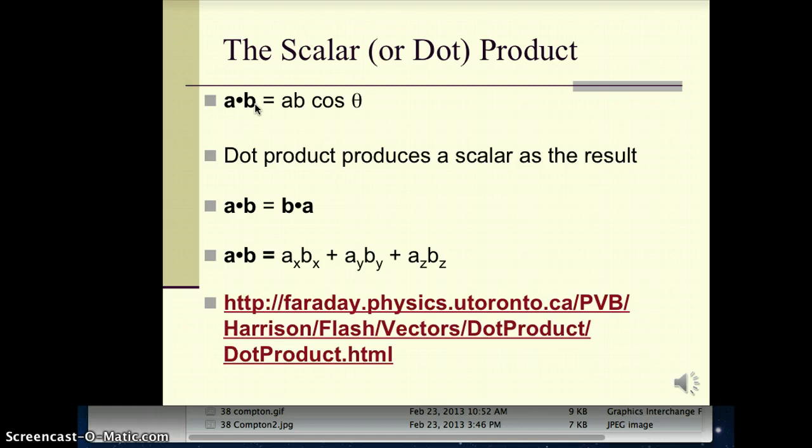Here you can pause the presentation again and go to this flash graphic, which will allow you to manipulate a couple of vectors and see what the dot product actually does. There is an interpretation of the dot product that's usually fairly useful, and that is the dot product is often thought about as being the projection of one vector onto the other vector.